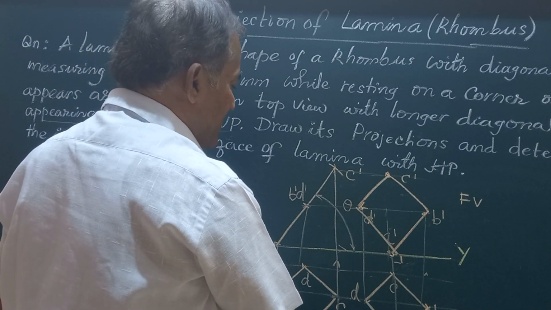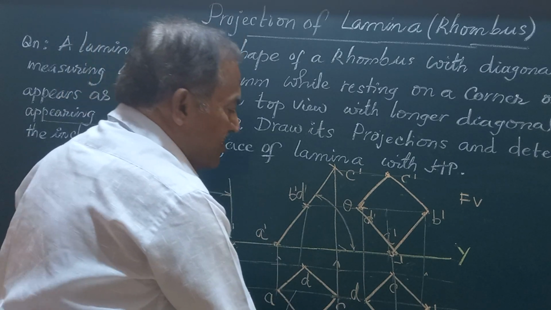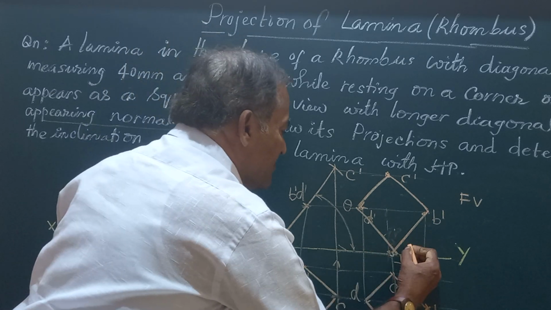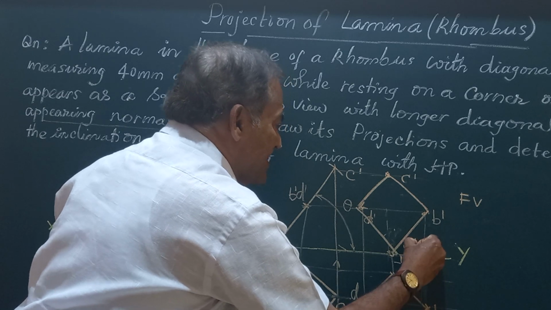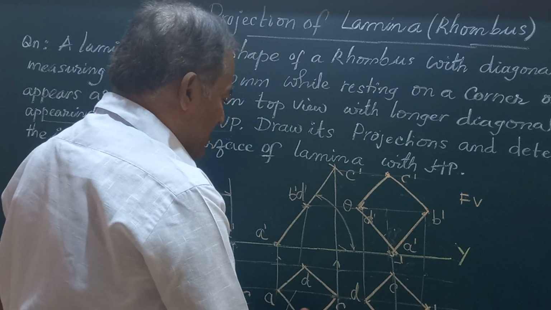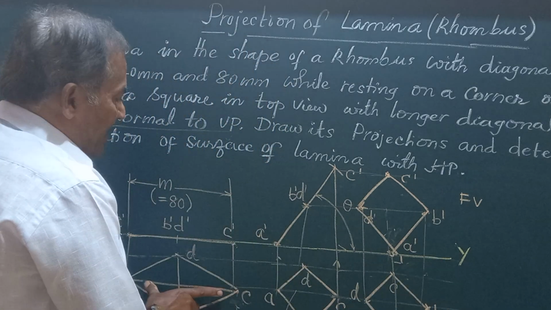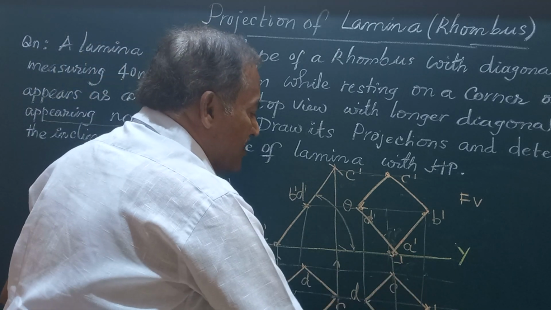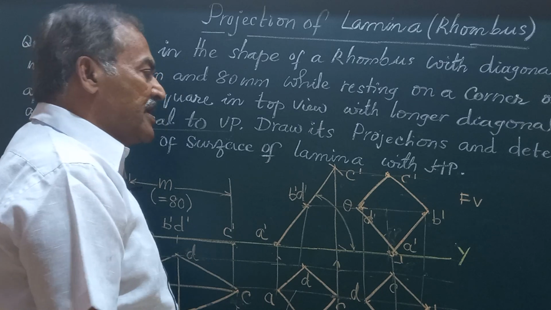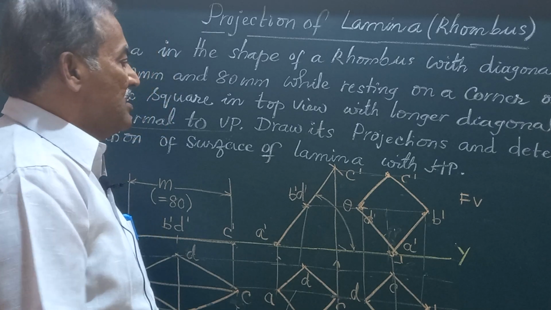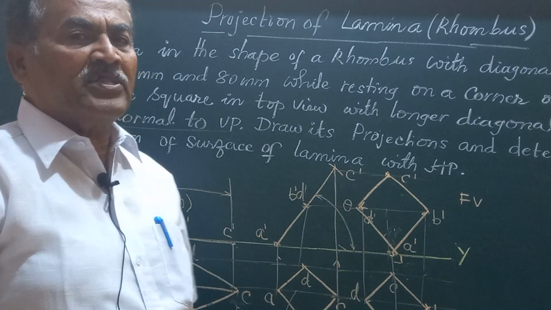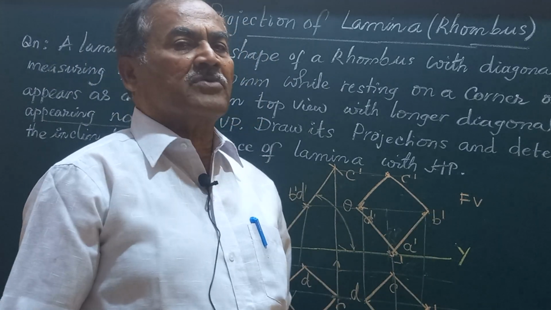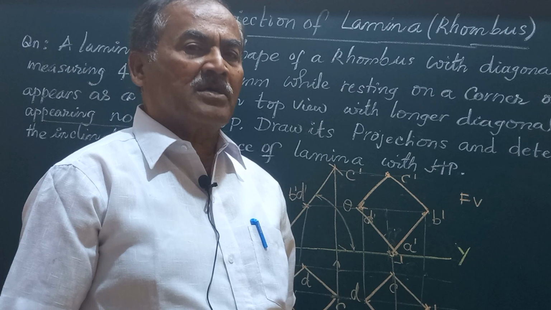And you can see, friends, since the corner A is on HP, it is seen as A dash in the front view on the XY line, and the longer diagonal AC, which was parallel, is now appearing normal to VP. Hence in this condition it is satisfying all the requirements of the question, and the solution whatever we have here is completely correct.